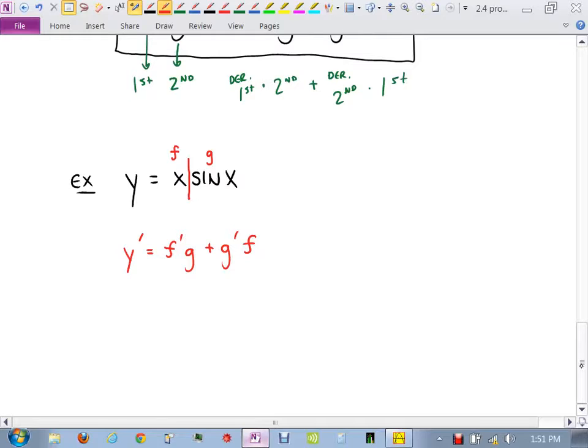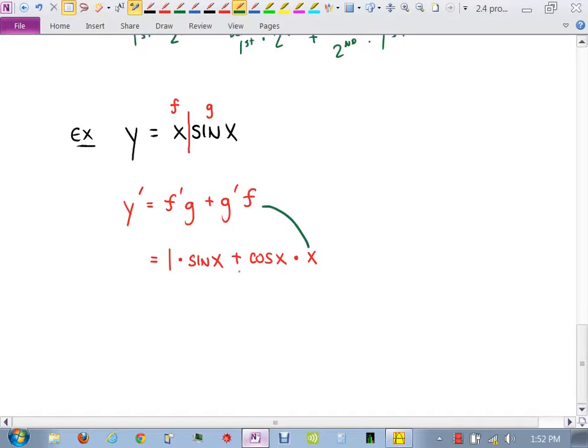What is the derivative of f? 1 times sine of x. That's just g by itself. Plus, what's the derivative of sine of x? Cosine x times f. What was f? X. Careful, that was the derivative of f. Does everyone see where all these things correspond to each other here?